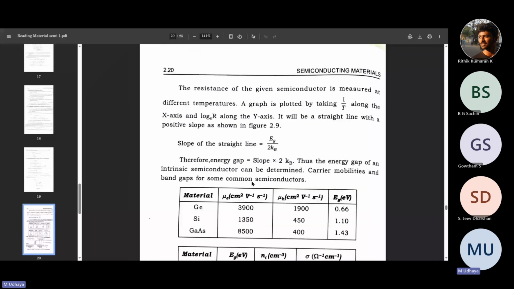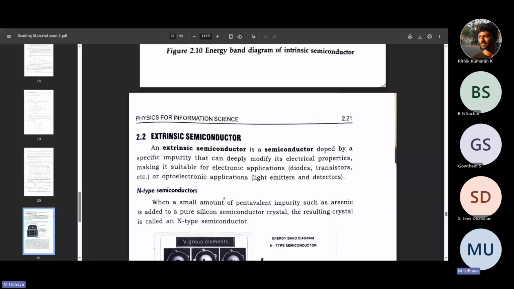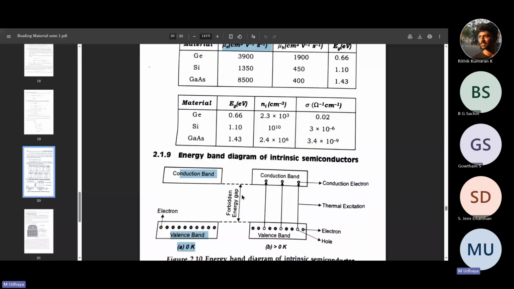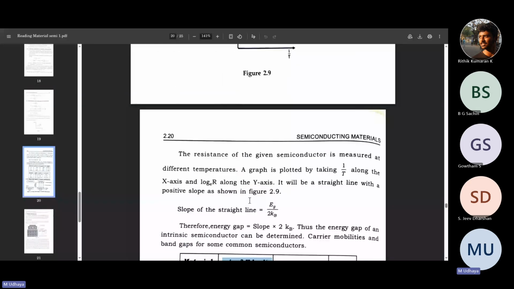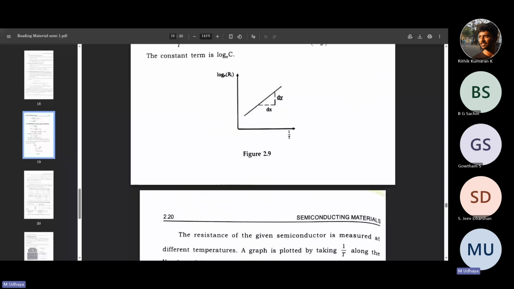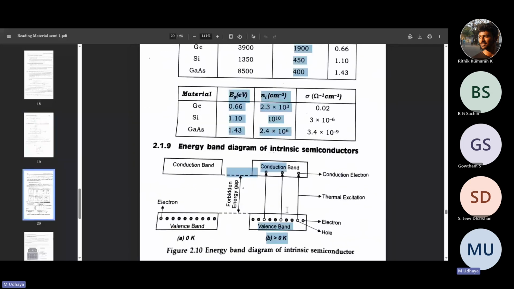And this is how it looks like, right? So conduction band, thermal excitation, because of that. At 0 Kelvin, there will be nothing, right? At above 0 Kelvin, these guys jump. That is the forbidden energy gap, and these guys help. And the slope of the straight line with respect to resistance and 1 by T is Eg by 2K. And with respect to conductivity, log of conductivity and 1 by T would be minus Eg by 2K. Okay, so that is the whole concept for intrinsic semiconductors.